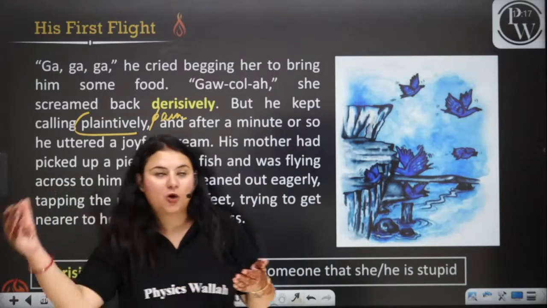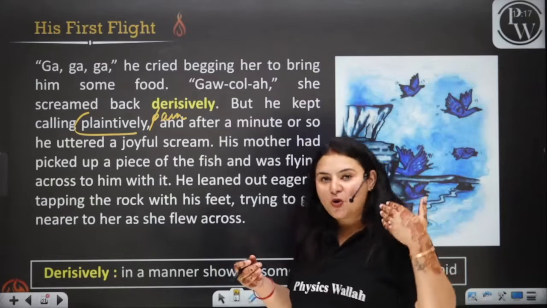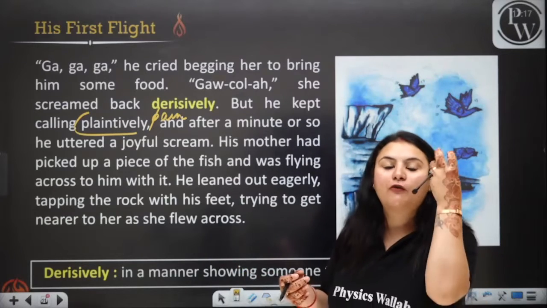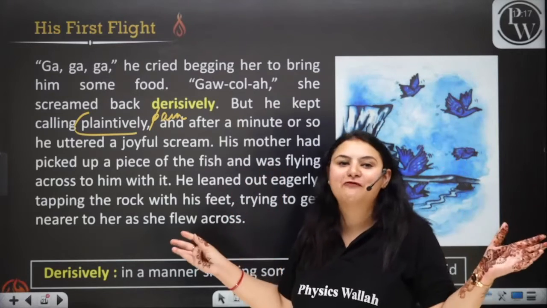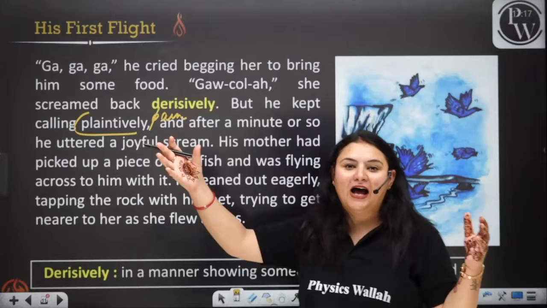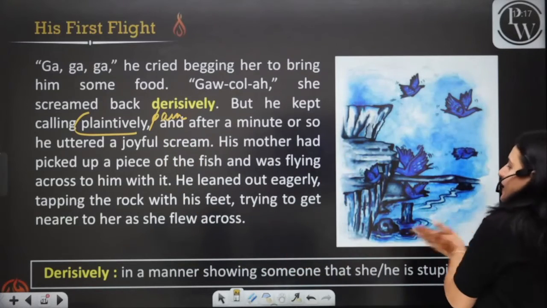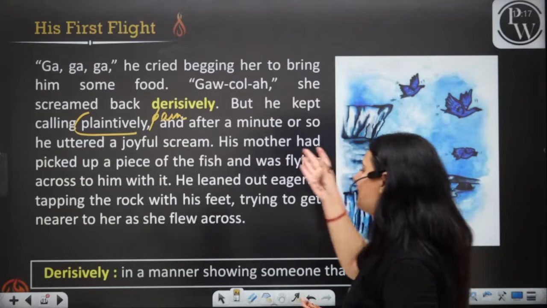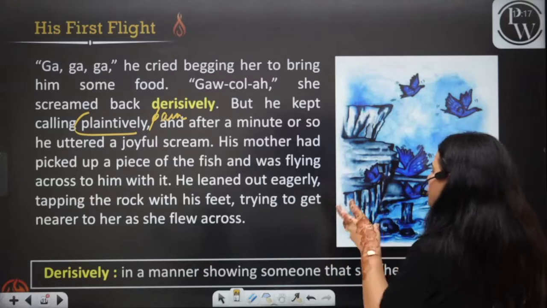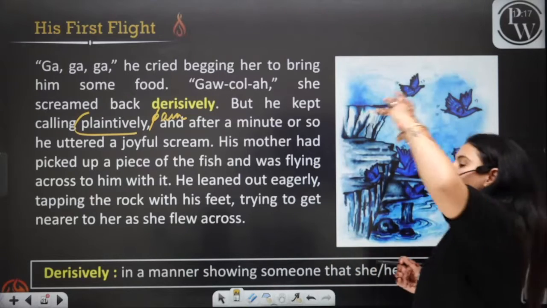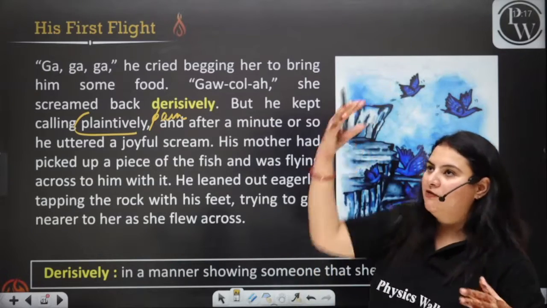Okay, he saw that his mother was coming to him. His mother was coming close to him with a piece of food. Now, he thought that, okay, all my prayers have been answered, and I am going to get the food. But what he did, he leaned out eagerly, tapping the rock with his feet, trying to be nearer to her as she flew across. Across means she was flying like that.